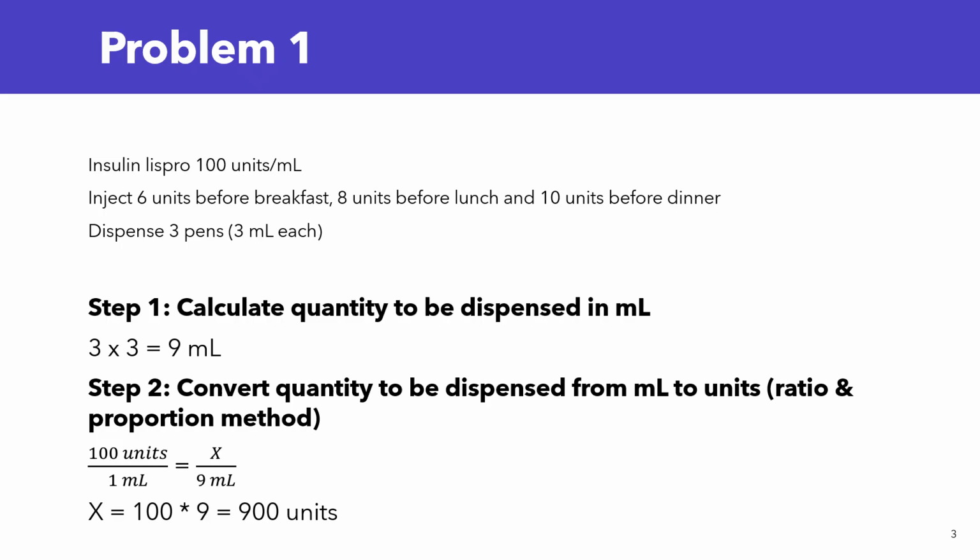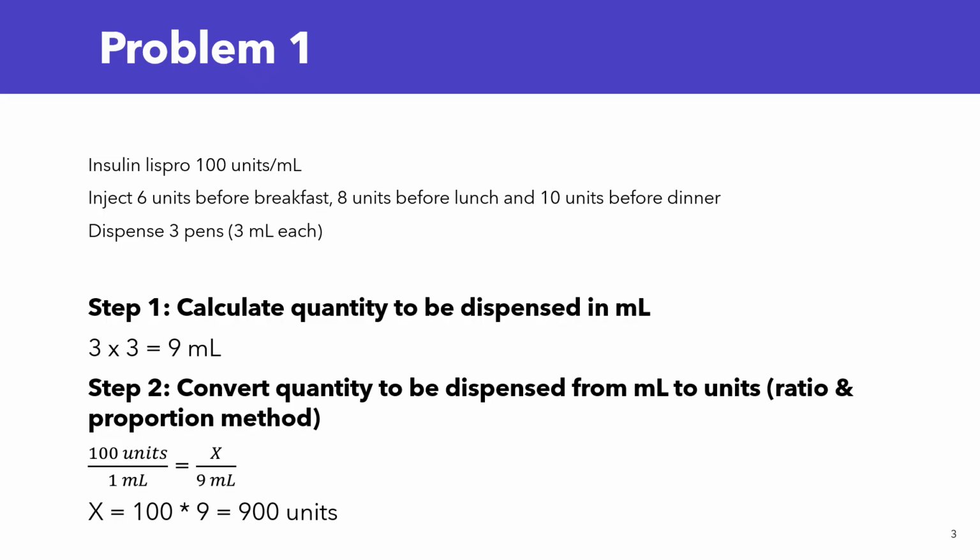So we can use the formula that I mentioned before, which is day supply equals quantity dispensed in units divided by units injected per day. Now, the quantity dispensed. Here it says dispense 3 pens, 3 ml each. So if each pen is 3 ml and you're dispensing 3 pens, that means in total you're dispensing 9 ml. So remember before when I said that for the majority of the time, the quantity dispensed is going to be given in ml and you need to convert that to units. So this is what we're going to have to do here.